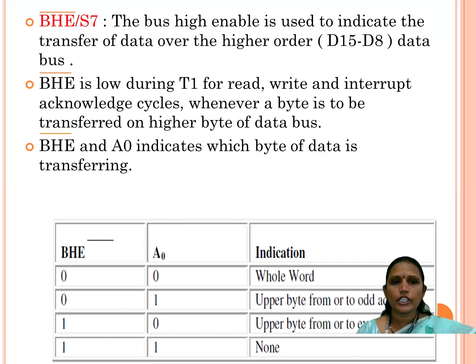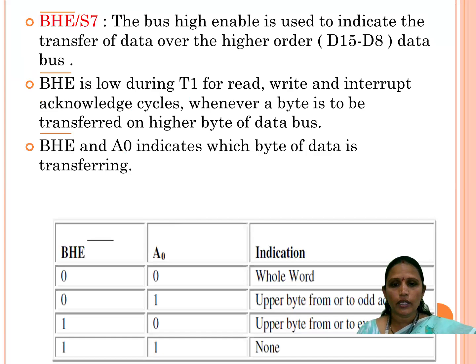Whenever BHE bar is low during T1 for the read operation, write operation and the interrupt acknowledgement cycle, a byte is to be transferred on the higher byte of the data bus. The BHE bar and A0, these two signals indicate which byte of data is to be transferred. By the combination of BHE and A0, if it is 0 0, it is going to transfer the whole word.